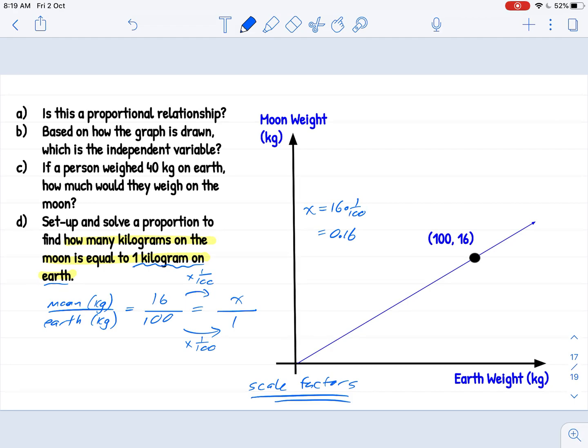And so I would say the moon weight is 0.16 kilograms per 1 kilogram on Earth.